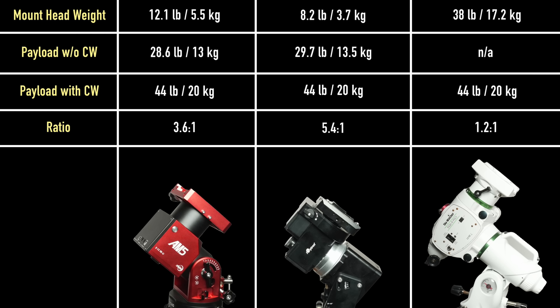So, of course, the interesting thing here is when you're using a counterweight, all these mounts have a max payload of 44 pounds. But the weight of the mount head is really pretty different, with the HEM27 coming in the lightest at just a bit over 8 pounds, the AM5 right behind at just a little over 12 pounds, and then the EQ6R is a very heavy mount at 38 pounds just for the mount head.